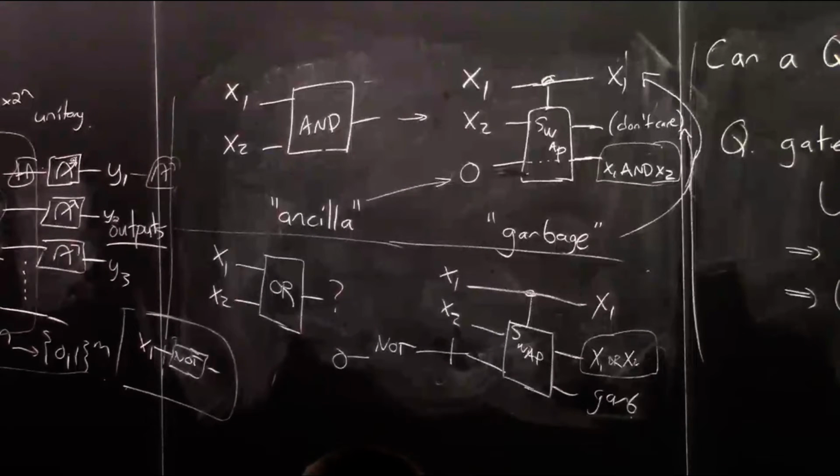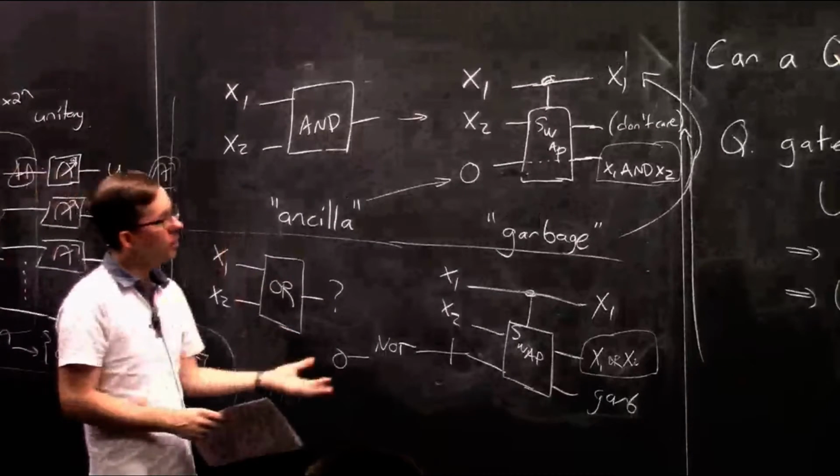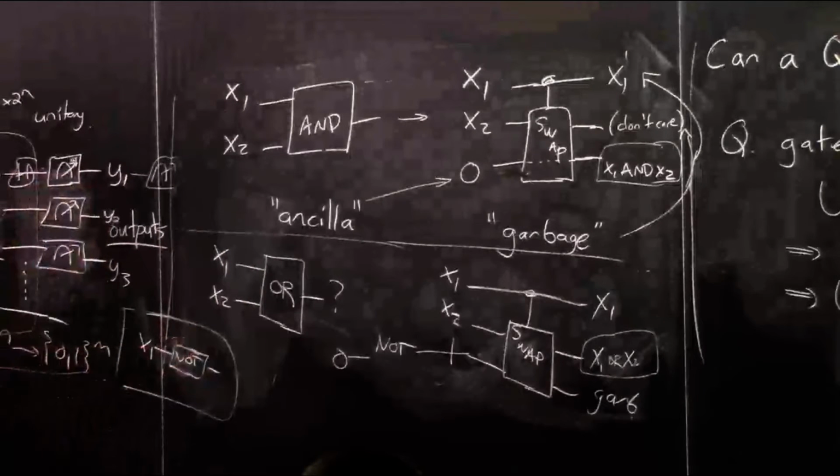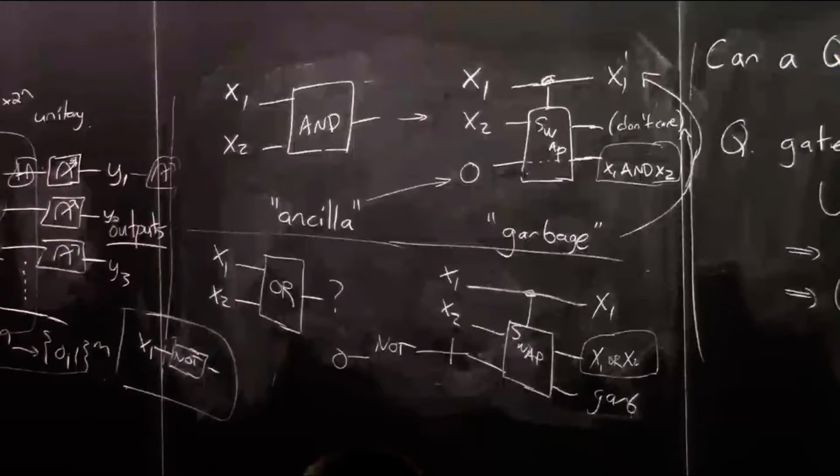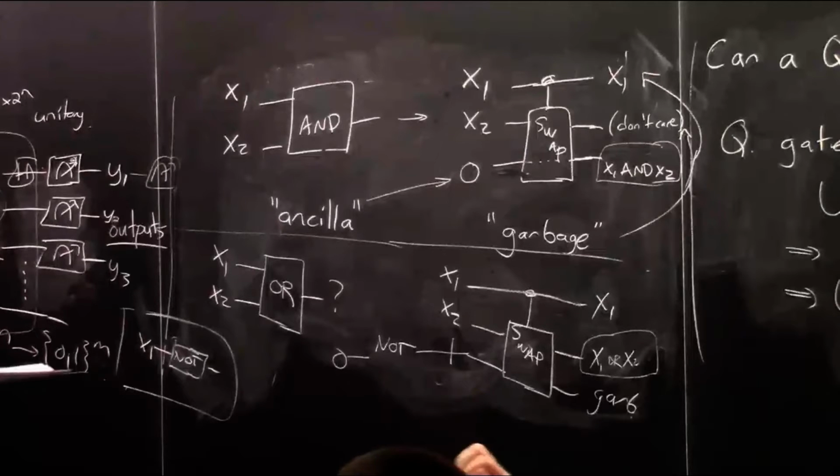So it might look like we're done. We did it. We simulated every classical gate that we needed, AND, OR, NOT, with this C-swap and maybe NOTs. So we've computed everything reversibly. Actually, though, there's one thing that we missed. It's a little bit subtle, but it's important.